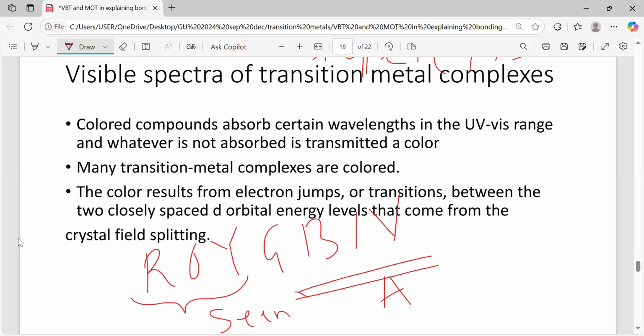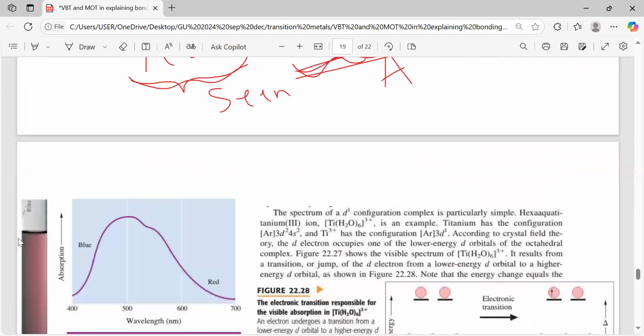So I've said if something is absorbing in the short wavelength, like it is absorbing this wavelength of colors, then this is what will be seen. So if something is absorbing blue, its color is red. And vice versa. If something is absorbing red, its color is blue. So many transition metals are colored. Why? Because of transition of electrons from d orbitals in the lower energy level to d orbitals in the higher energy levels. And again, this can be explained in terms of CFT.